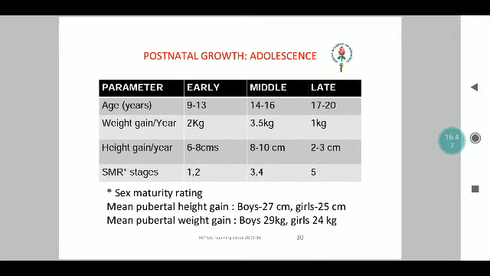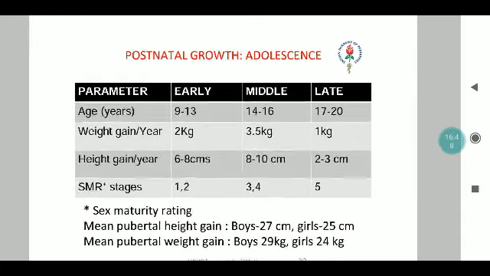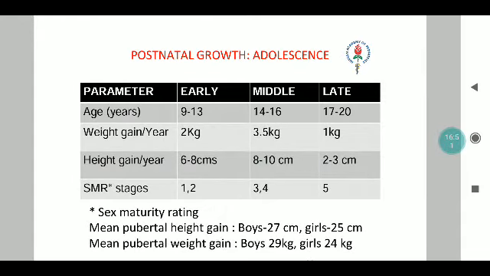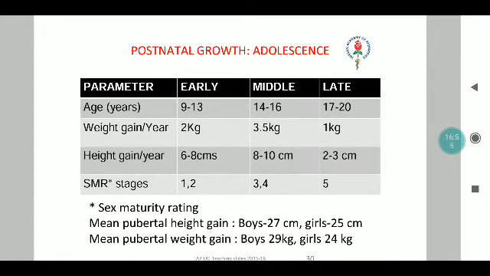If you consider adolescence, we can further subclassify adolescence into early, middle and late. Early adolescence is up to 13 years of age, middle 14 to 16 and late after 17 years of age. The weight gain per annum is 2 kgs in early, 3.5 in middle and 1 kg per annum in late adolescence, in which various stages of sexual maturity do occur.